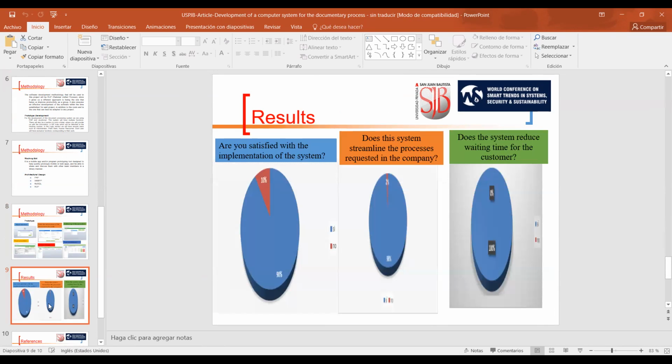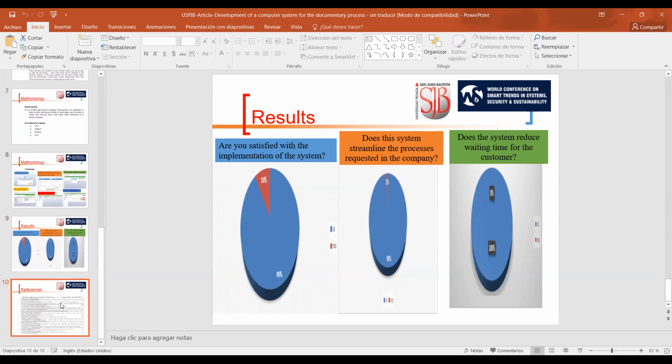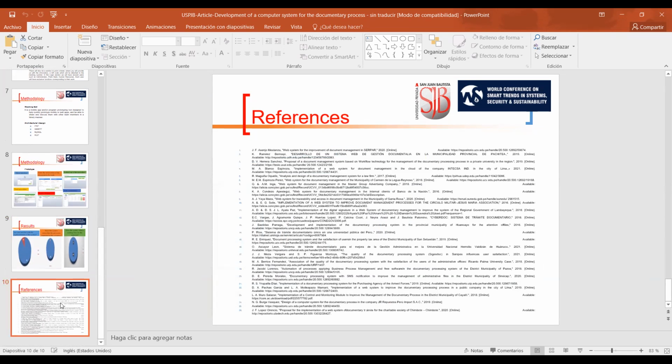Results: are you satisfied with the implementation of the system? Does this system trail the process requests in the company? Does the system reduce the waiting time for the customer? Finally, the references: investigation for the 26 articles. Thank you very much for the explanation of the investigation.